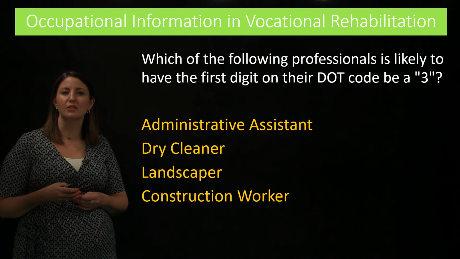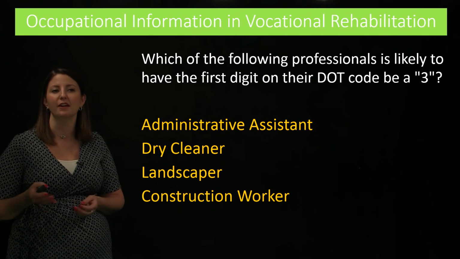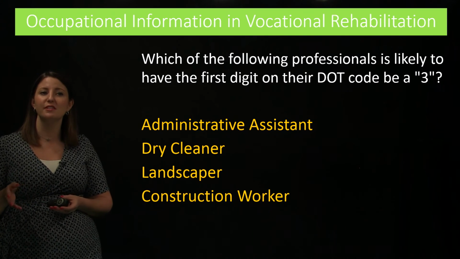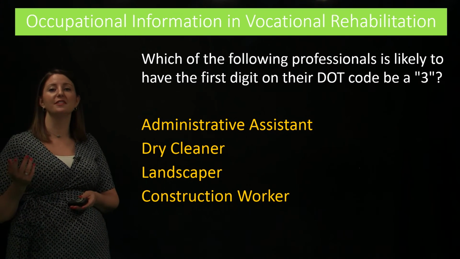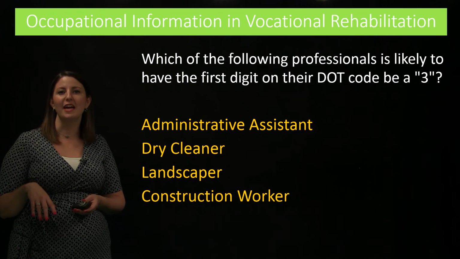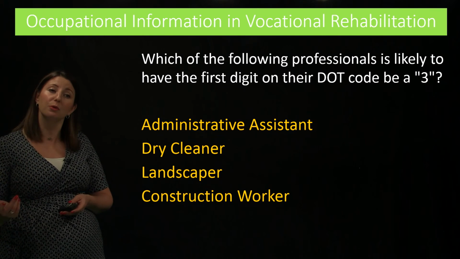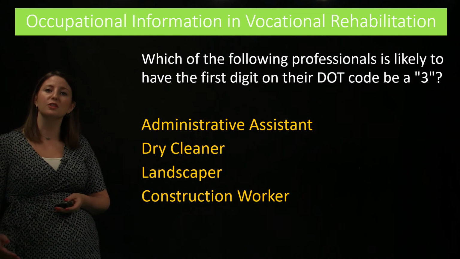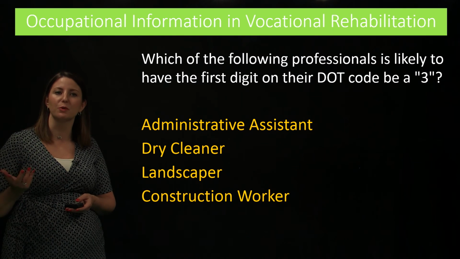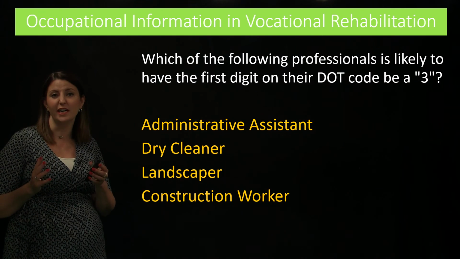My answer to this question is it's going to be the dry cleaner. Even though the administrative assistant provides a service to others, that's clerical work, the landscaper is doing more of the agricultural work, and the construction worker is doing more of the processing or labor work. So that dry cleaner is going to be a 3.